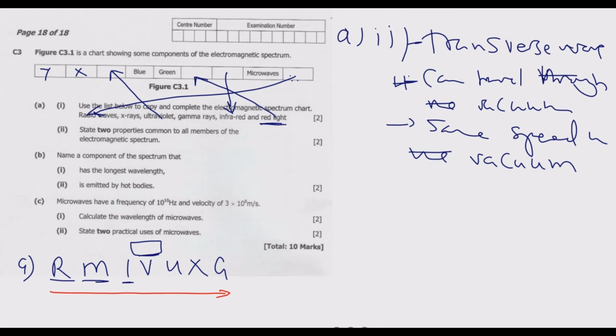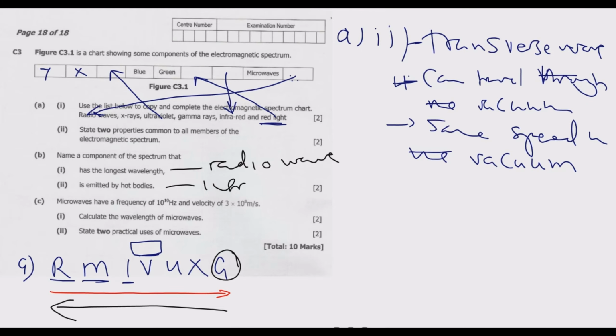We're going to B. Name a component of the spectrum that has the longest wavelength. So the wavelength basically increases as you move from gamma rays to radio waves. So radio waves have got the longest wavelength. Then the shortest, of course, will be a gamma ray. Then which is emitted by hot bodies? So this is basically infrared. So infrared is one that is emitted by hot bodies.